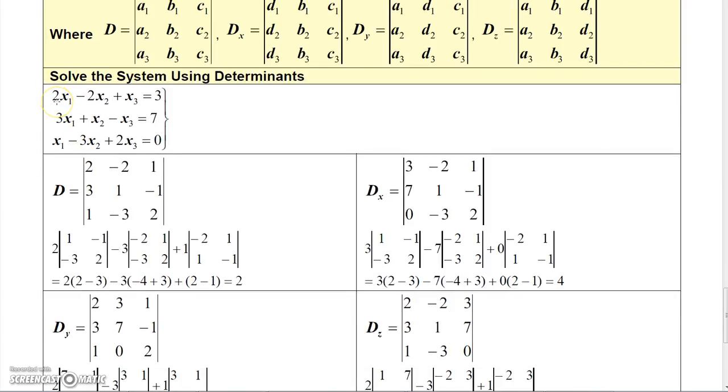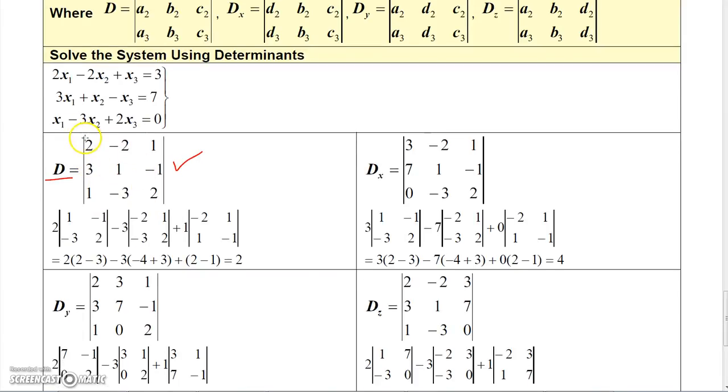What you want to do first, since x, y, and z, or x1, x2, x3 are all going to use the determinant of the coefficients, is calculate the determinant of the coefficients. So 2, negative 2, 1, 3, 1, negative 1, 1, negative 3, 2 are the coefficients.